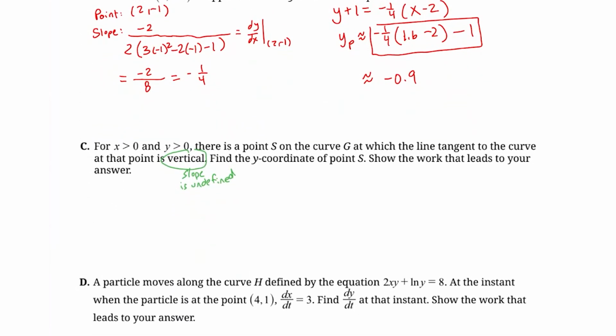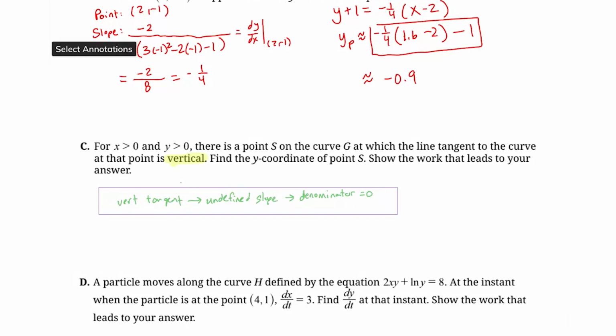So in other words, we have a vertical tangent. That implies that we have an undefined slope, which means that the denominator must equal 0. I wouldn't write any of that when you're actually working this out, but I just want to give you a little background on what your thought process should be as you get set up with this problem.